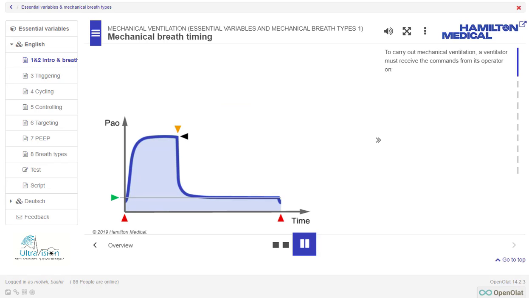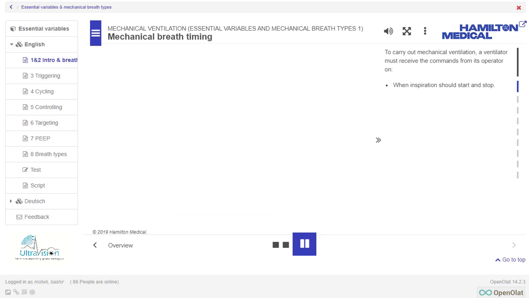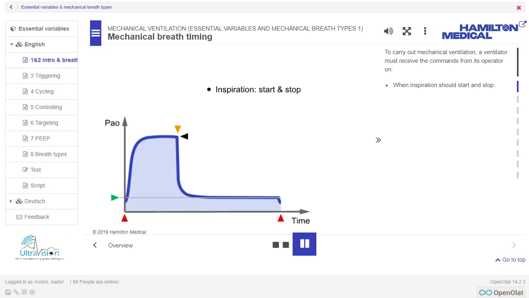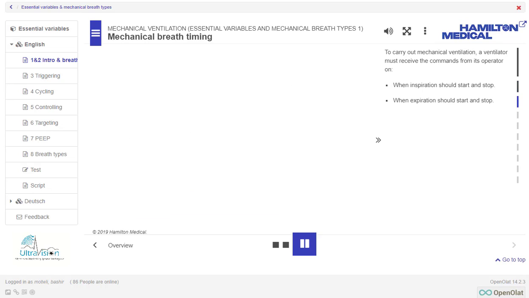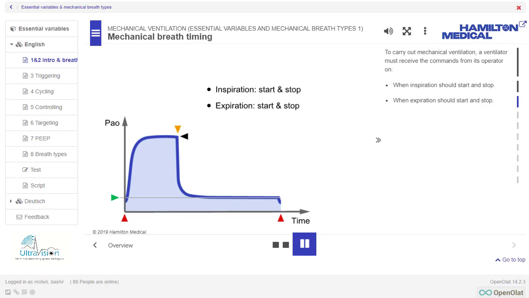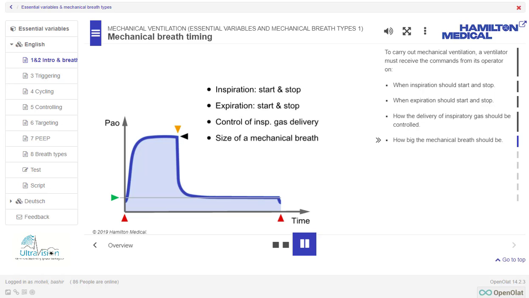To carry out mechanical ventilation, a ventilator must receive the commands from its operator on when inspiration should start and stop, when expiration should start and stop, how the delivery of inspiratory gas should be controlled, how big the mechanical breath should be, how high the baseline pressure should be.